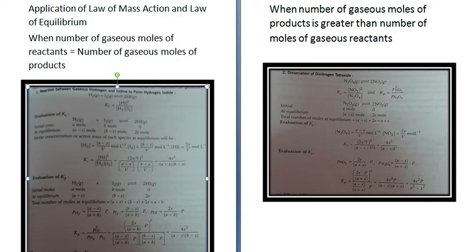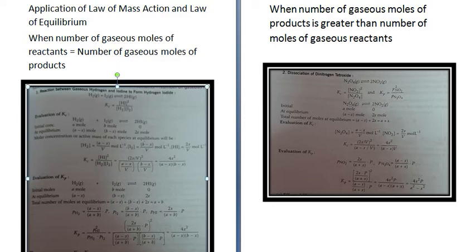And the reverse effect will take place if HI is added: more of HI will decompose to give more of H2 and I2. So the direction will depend on that. If you are adding H2 and I2, the direction will be forward to form more HI. If you are adding more HI, it will go in the reverse direction to decompose into H2 and I2. This is the effect of change of concentration.